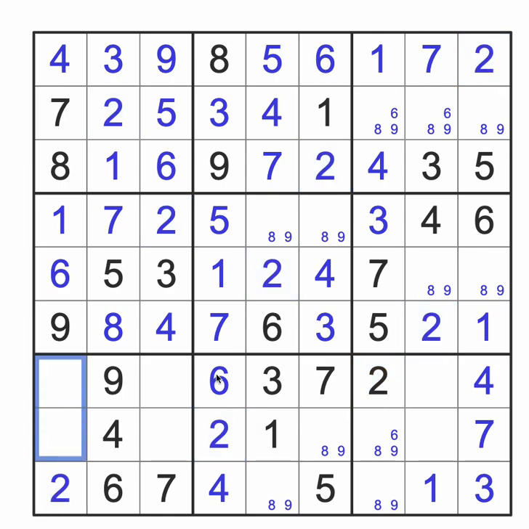Now these 2 cells are 3 and 5. 3 is here, so this is 5. That gives me 3 here. 5 blocks here. This 5 blocks here. And 5 in box 6 blocks this cell. Gives me 5 here. These 2 are 1 and 8. 1 is here, so this is 8.